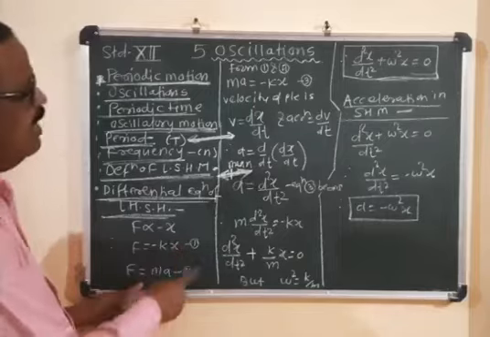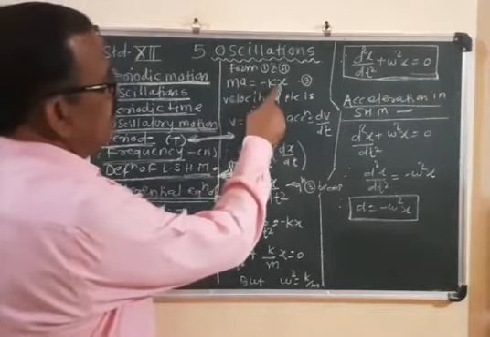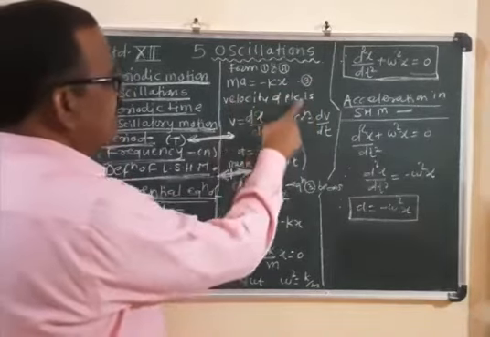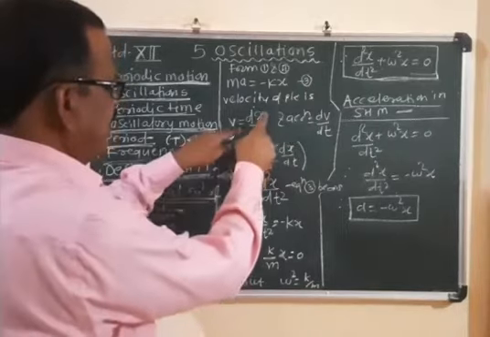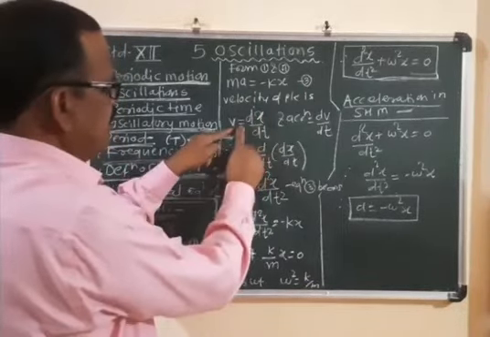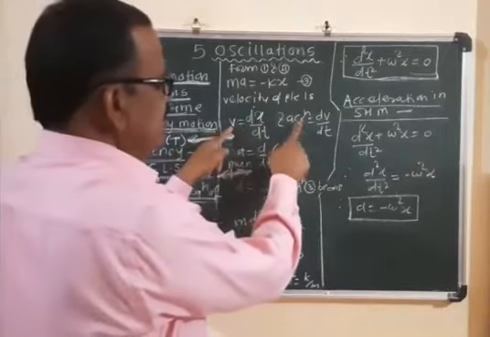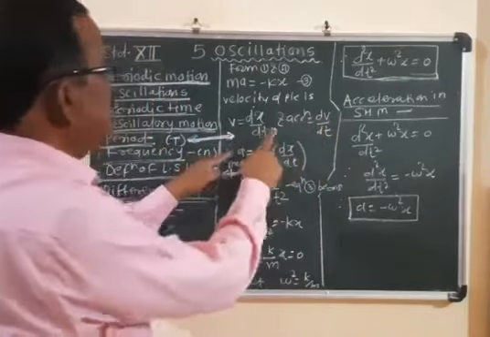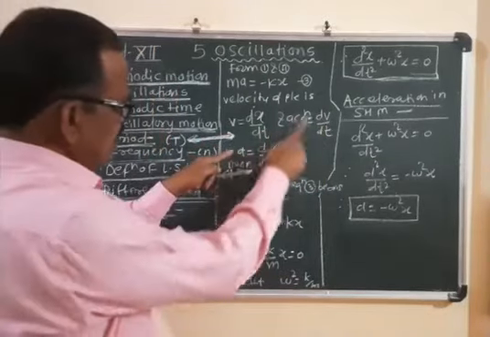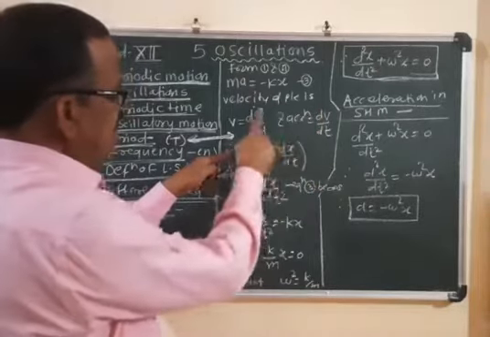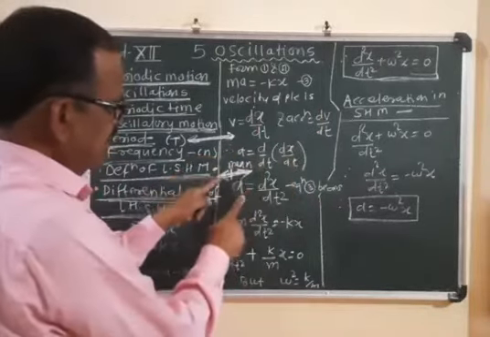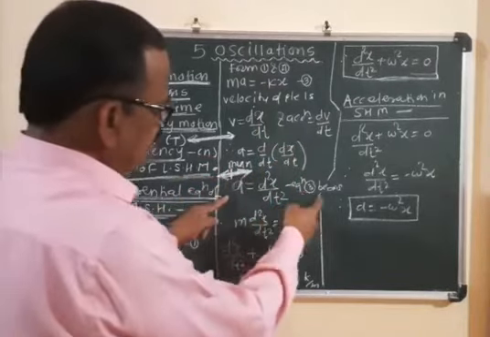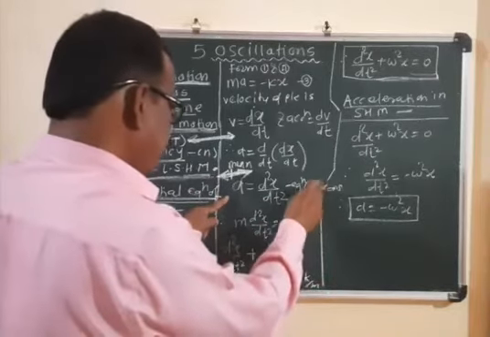From equation 1 and 2 we write ma = -kx. Let us call this equation number 3. Velocity is defined as displacement divided by time, or rate of change of displacement with respect to time is called velocity. Acceleration is defined as rate of change of velocity with respect to time. Therefore, A = acceleration = d/dt of v, that is dx/dt. Therefore, A = d2x/dt². Let us call this equation number 4.